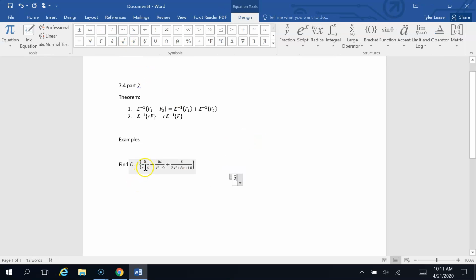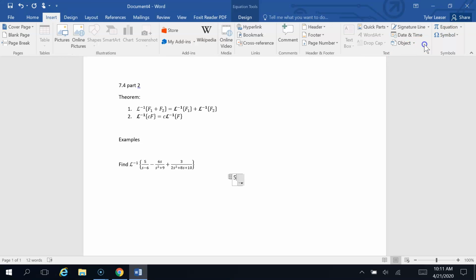This first one here, I'm going to pull out the 5, and then we're going to have an inverse Laplace transformation of just 1 over s minus 6. Okay, doing the same thing for the next one. So we're going to pull out a negative 6, inverse Laplace transform of what's left, s over s squared plus 9. Plus we're going to pull out the 3, again, inverse Laplace. We're going to have the 1 over 2s squared plus 8s plus 10.